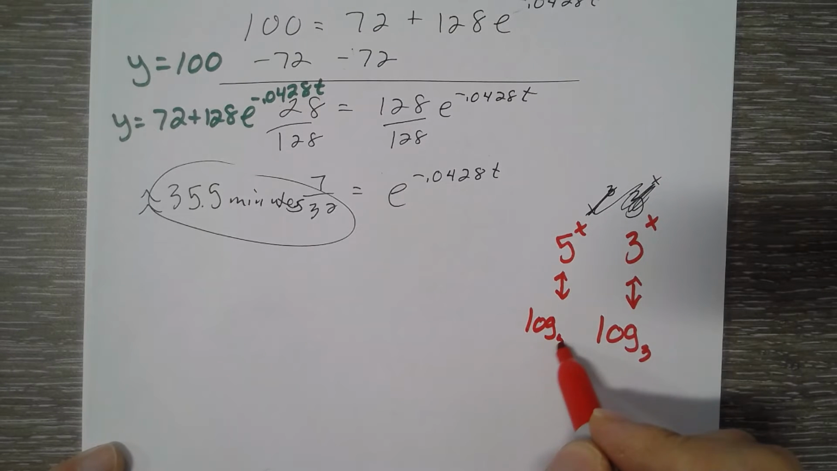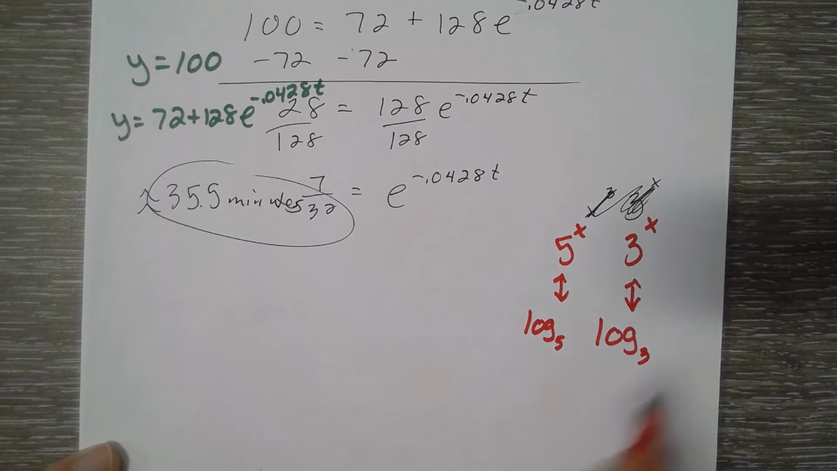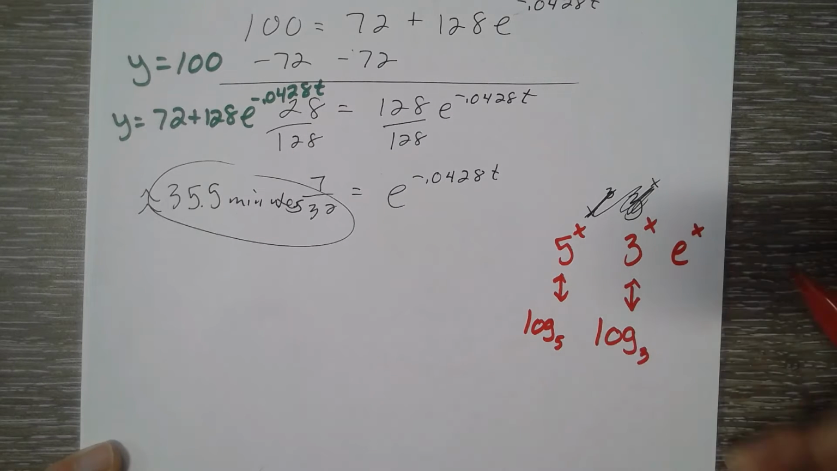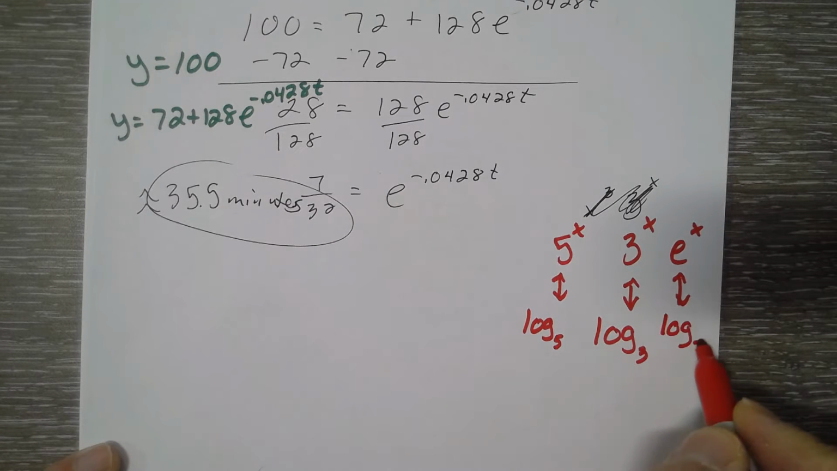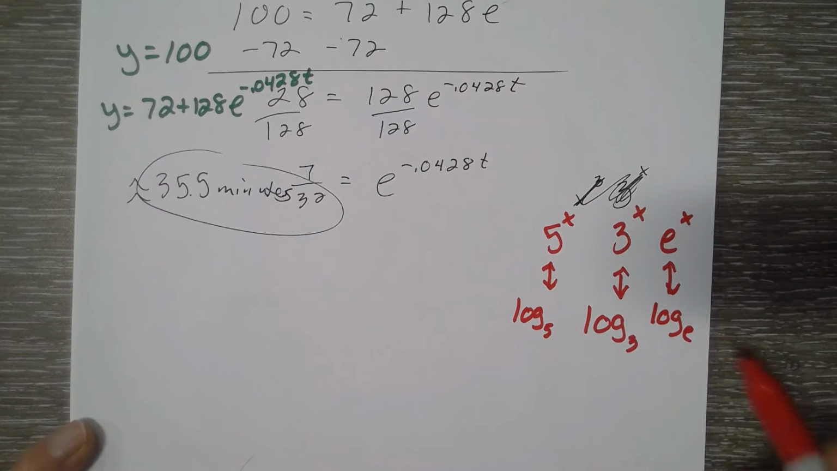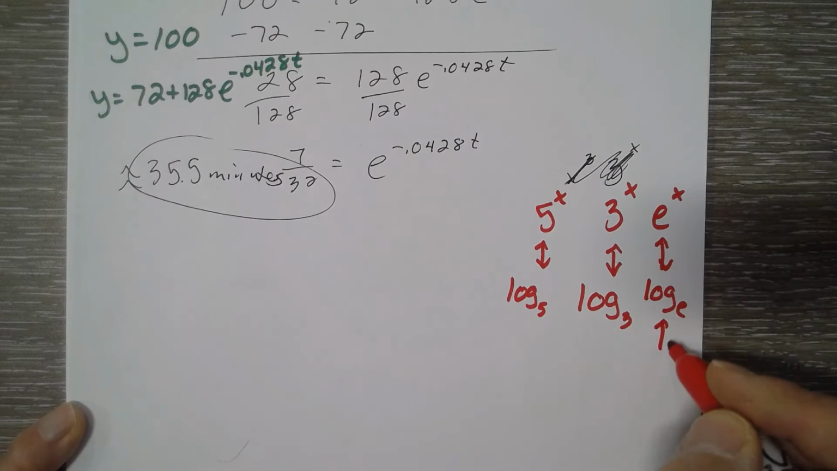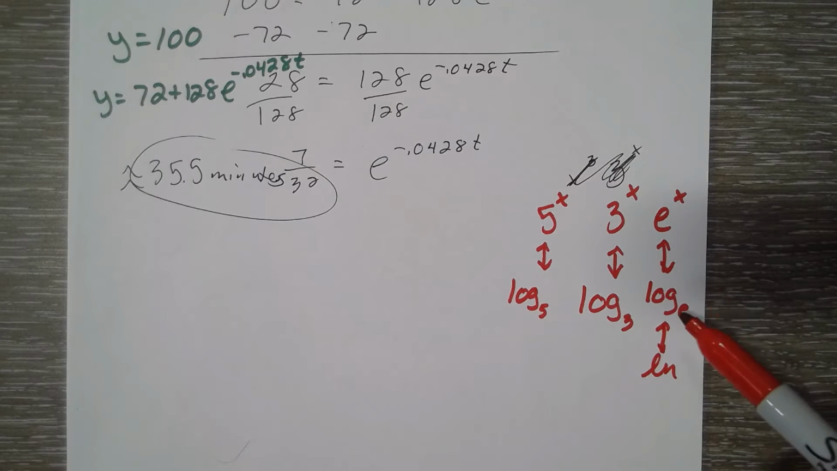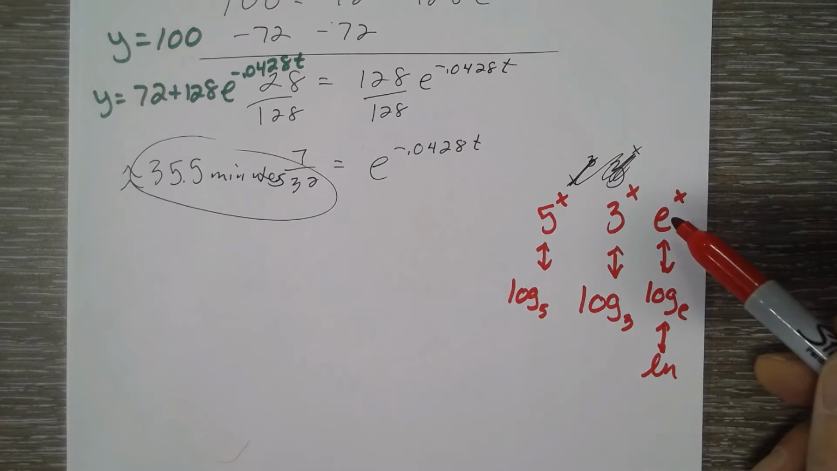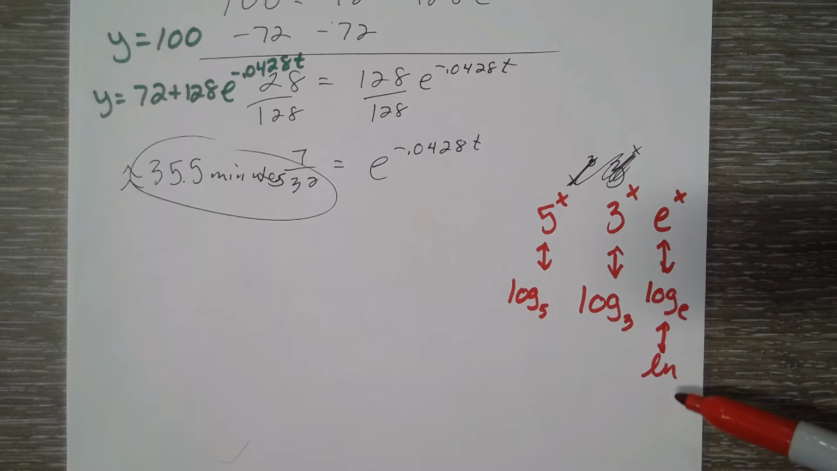base 5. Here we have e to the x. The inverse of e to the x has a special logarithm. It's log base e, but it's special enough where log base e is just the natural log. It's implied that log base e is just natural log. So e to the x and natural log are inverses of each other. So we can take the natural log of each side right here.